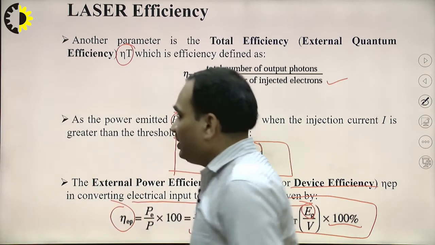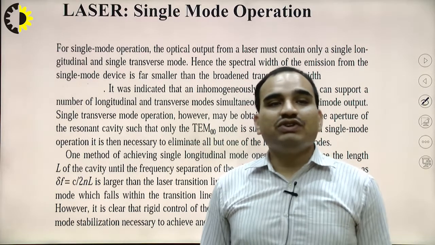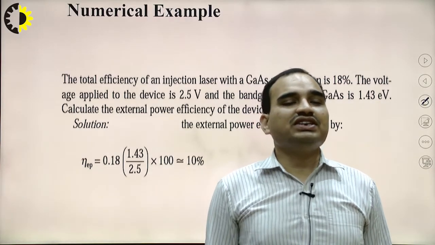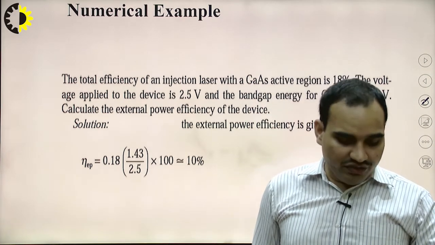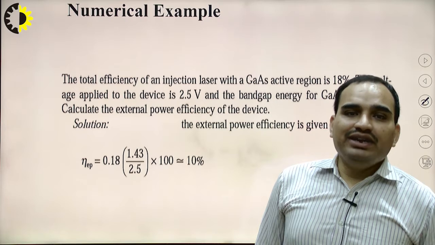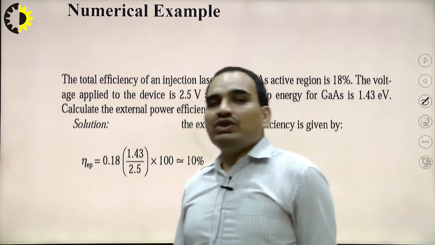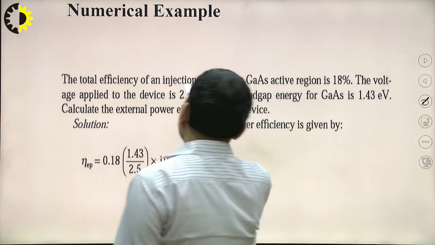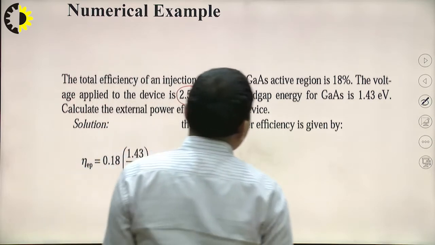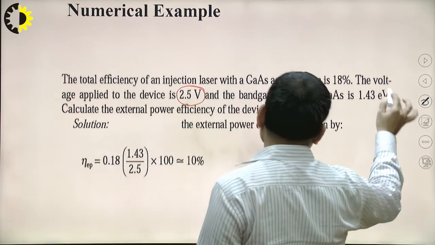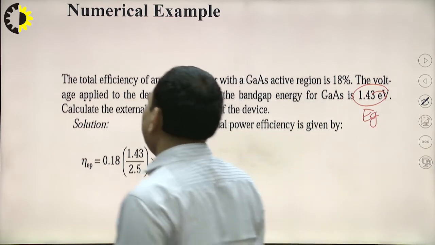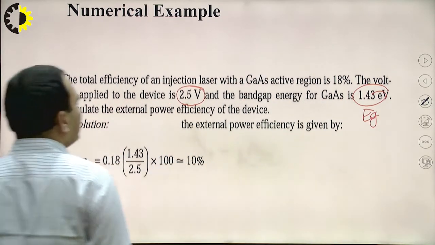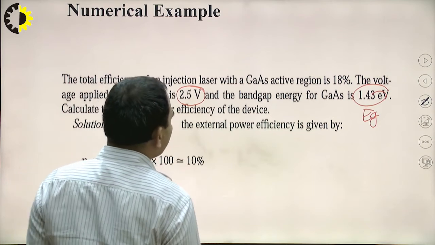So, here is a numerical based on this. The total efficiency of an injection laser with a gallium arsenide active region is 18%, and the applied voltage to the device is 2.5 volts. The band gap energy for gallium arsenide, Eg, is given as 1.43 electron volts. Calculate the external power efficiency of the device.